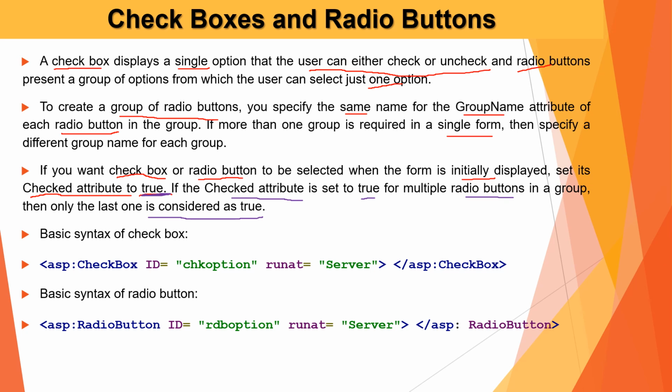Now what is the syntax of this checkbox? See here: asp checkbox ID is equal to check option, runat server, this is a compulsory attribute we have to place inside that syntax. Now instead of checkbox you can place here radio button: asp radiobutton ID is equal to RDB option and runat server. So this will create the checkbox as well as a radio button.